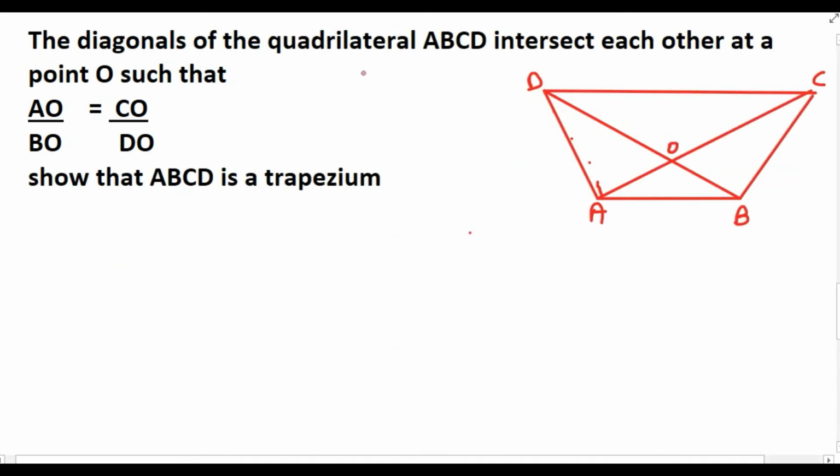The diagonals of the quadrilateral intersect each other at the point O, such that they have given this condition. We need to show that ABCD is a trapezium. This is actually the converse of the previous question. In the previous question they gave that ABCD is a trapezium and we needed to prove this condition. Now here they have given this condition, we need to prove that ABCD is a trapezium. We know that a quadrilateral in which one pair of sides is parallel is called a trapezium. So to show that ABCD is a trapezium, I need to prove AB is parallel to DC. This is the thing I need to show, and this is the given.